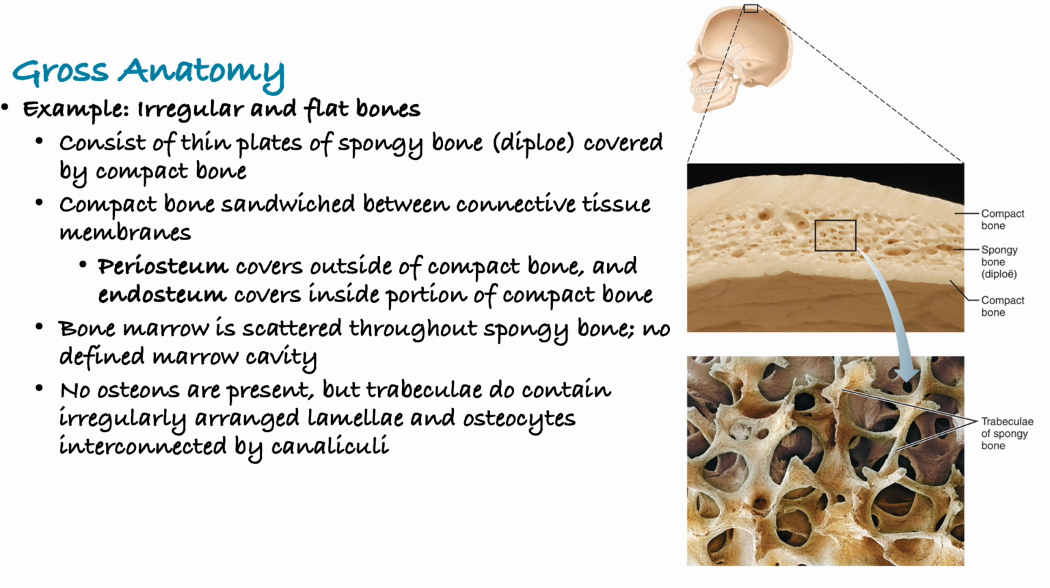While endosteum, the word endo means inner or within, we're going to see this lining the inside portion of the compact bone. We're also going to see endosteum in the spongy bone. So bone marrow is scattered throughout spongy bone. There's no defined marrow cavity. We're going to see how that is different from compact bone in that there's a certain structure to it. And in spongy bone, we're not going to see osteons. Osteons are very unique to compact bone. We're going to see trabeculi instead, and we're also going to see osteocytes.